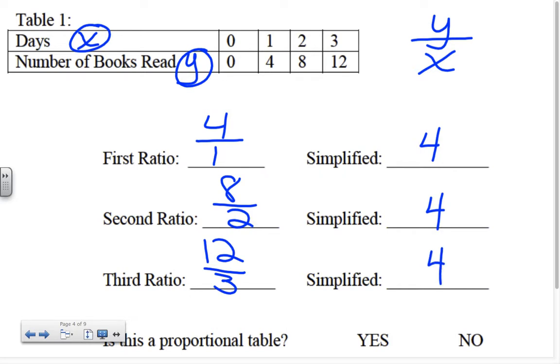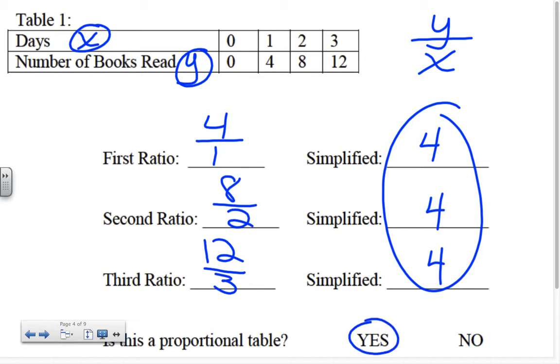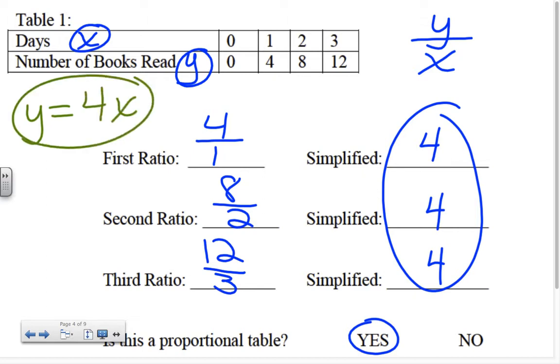Now, if you notice, is this proportional? Yes, it is, because all of these are the same. Now, I want you to practice something. What's our equation? Elizabeth? Y is equal to 4x. Very good. So if it's proportional, I just want you to practice writing the equation. Why? Because it's going to help you in the near future.